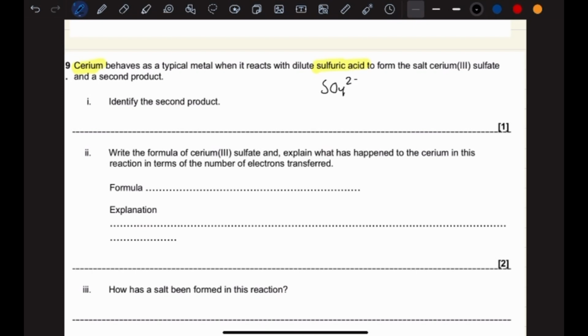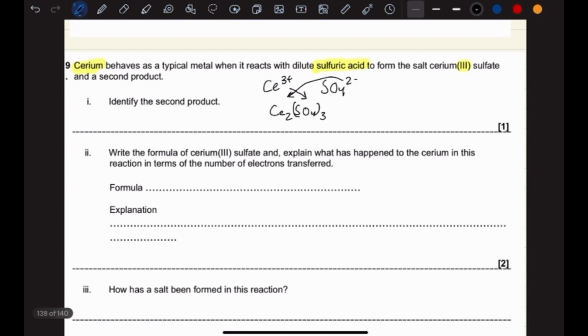Cerium, you can see here, and we're going to get into this when we go into redox, it's told us that it's 3 plus. So if it's told us it's 3 plus, we have Ce 3 plus. Remember how we swap the charges. So we swap it around, and that's going to give us Ce2(SO4)3.